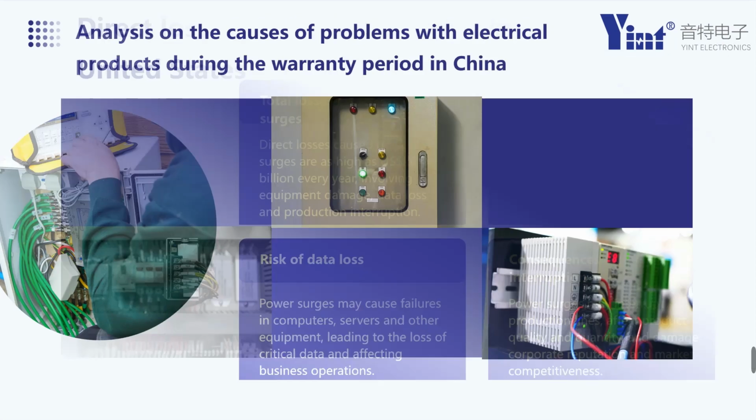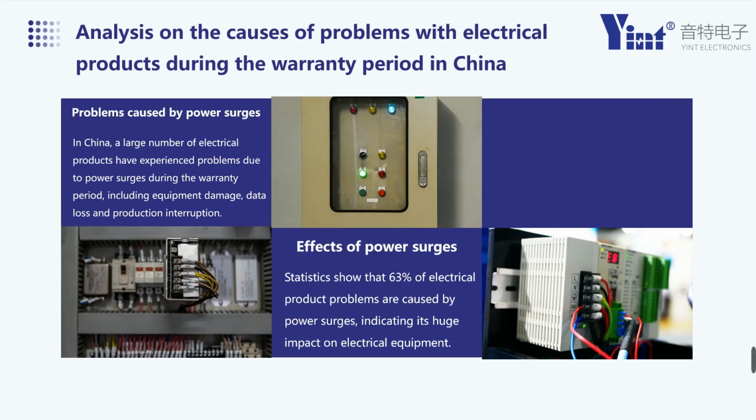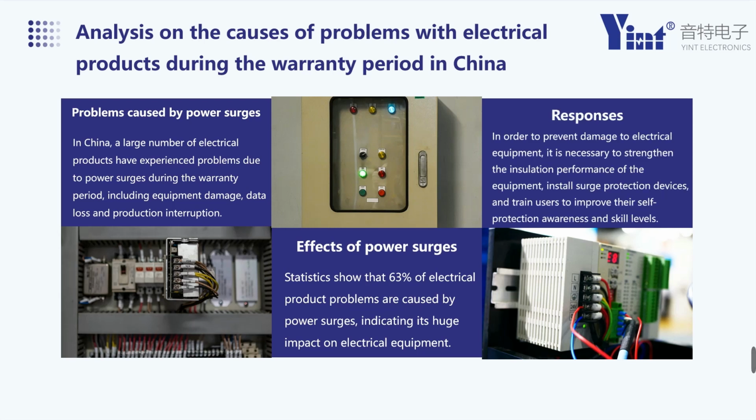In China, a large number of electrical products have experienced problems due to power surges during the warranty period, including equipment damage, data loss, and production interruption. Statistics show that 63% of electrical product problems are caused by power surges, indicating its huge impact on electrical equipment. In order to prevent damage to electrical equipment, it is necessary to strengthen the insulation performance of the equipment, install surge protection devices, and train users to improve their self-protection awareness and skill levels.